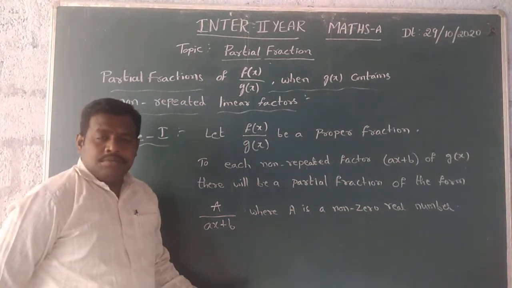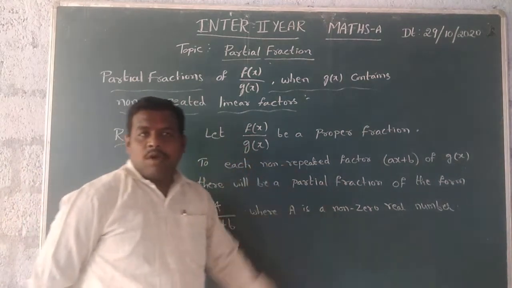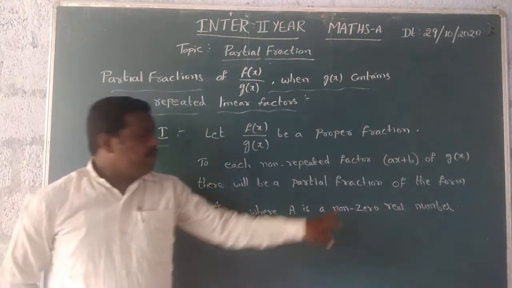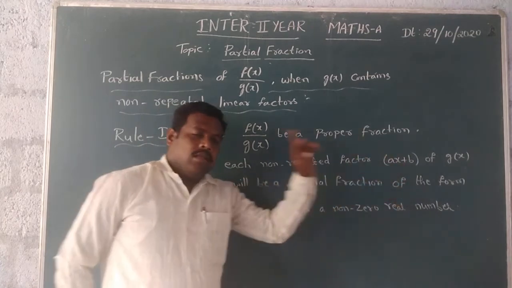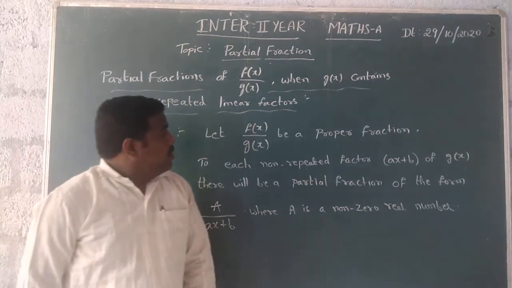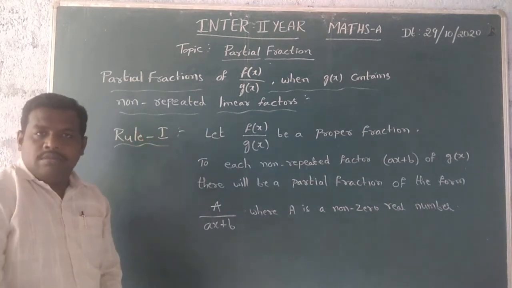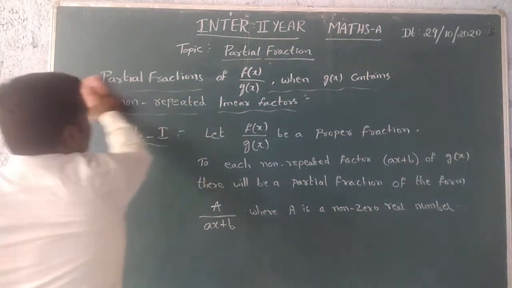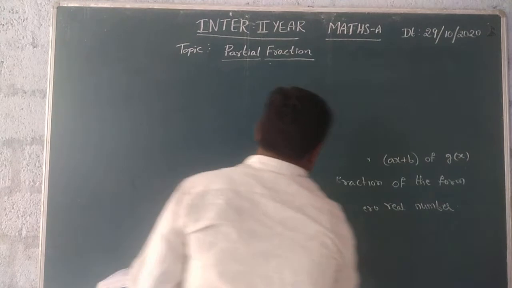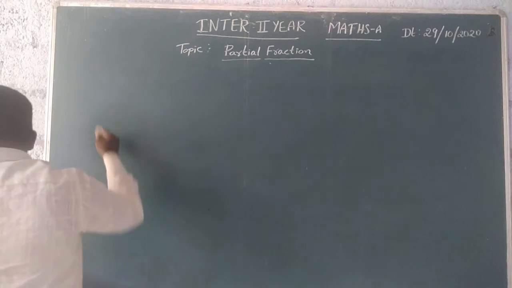Okay, students, completed. Rule 1: f of x by g of x is a proper fraction, g of x contains a non-repeated linear factor in the form of ax plus b, then the partial fraction form is A by ax plus b. Now let us see some problems using rule 1. First problem.